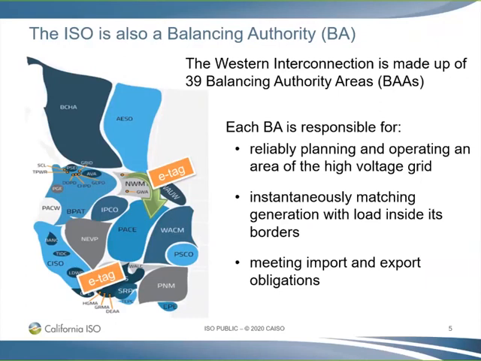Electronic tagging, or e-tagging, tracks the energy that is scheduled to flow between BAAs. E-tags contain data that allows us to model where energy is being produced and consumed and what transmission lines are being utilized for reliability and for settlement purposes.